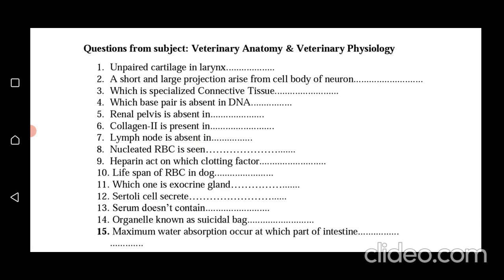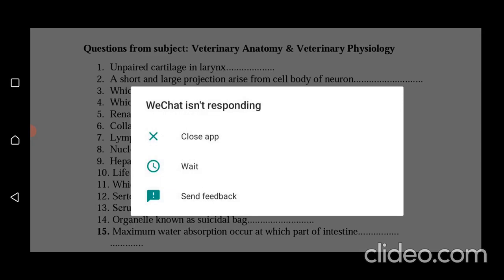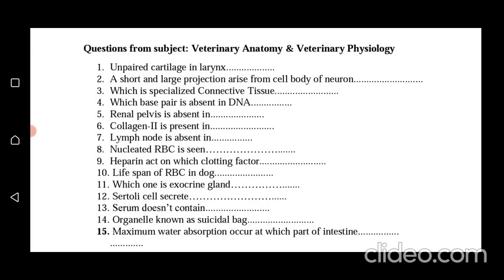Which one is exocrine gland? Sweat gland. Sertoli cell secretes testosterone. Serum does not contain fibrinogen. Organelle known as suicidal bag is lysosome. Maximum water absorption occurs at which part of intestine? Large intestine.